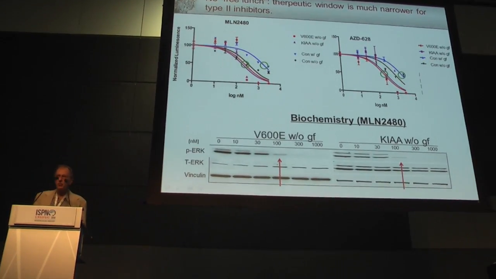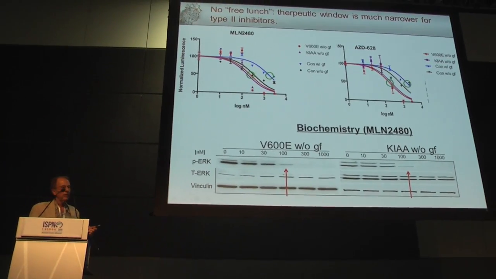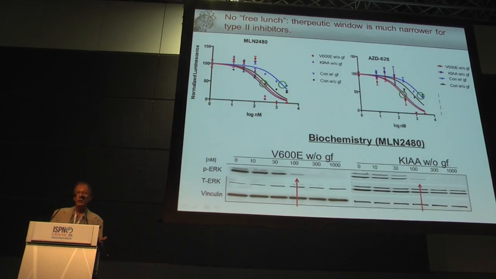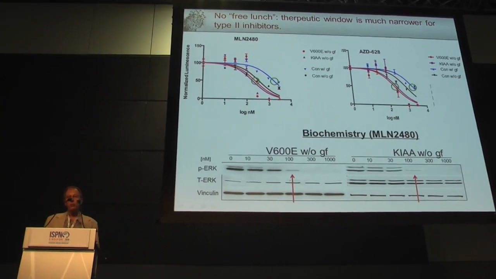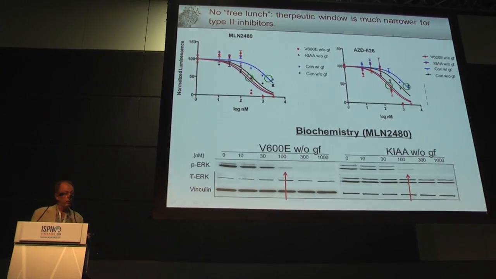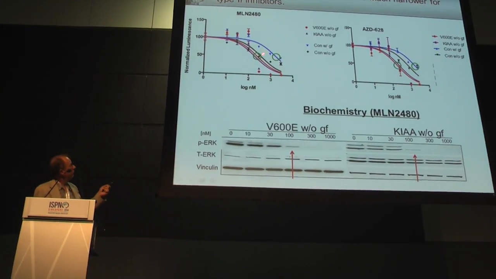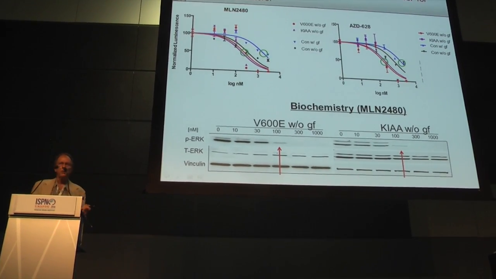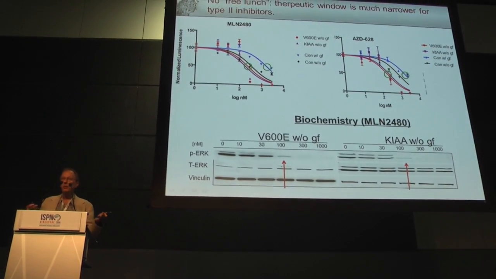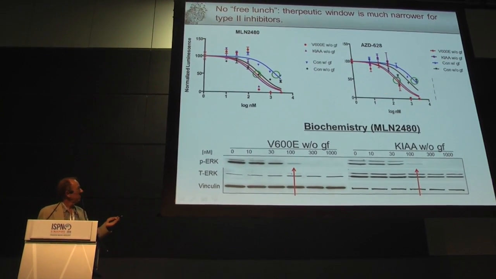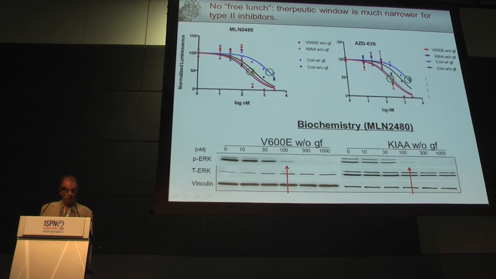There is no free lunch, unfortunately. I showed you a while back with the type 1 inhibitors, there's a very wide therapeutic window because the type 1 inhibitors can only work on the V600E monomers. They don't work on the dimers whatsoever. Type 2 inhibitors, it looks like there's a little bit of a therapeutic window. To tell the truth, I can't figure out why. There really shouldn't be one. But the therapeutic window, if this is real, is much narrower. Okay.